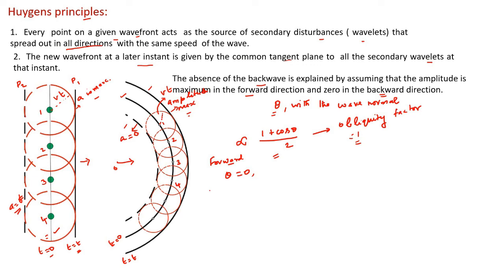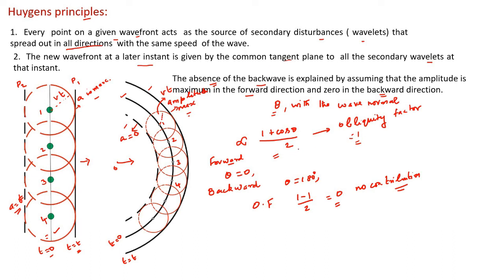Then in the backward direction, we will have to take theta as 180. So this obliquity factor, cos 180 is minus 1. So (1 - 1)/2, this will be 0. Obliquity factor is 0. That means no contribution in the backward direction. That is why there is absence of back wave.